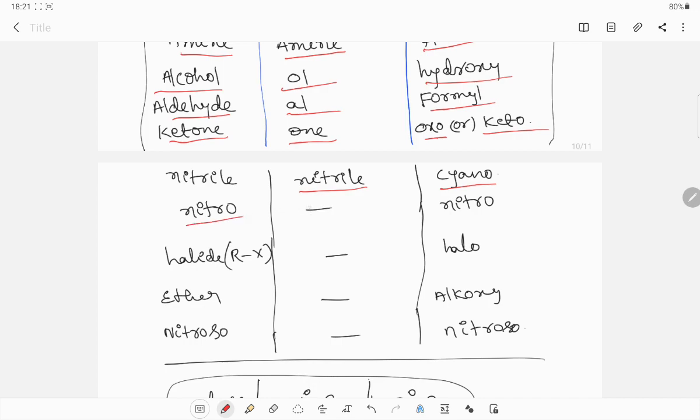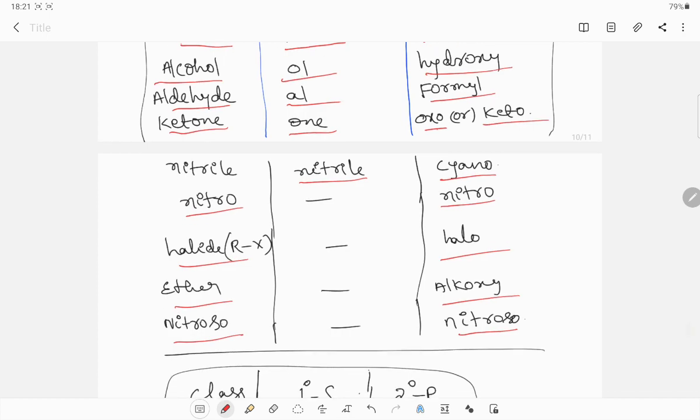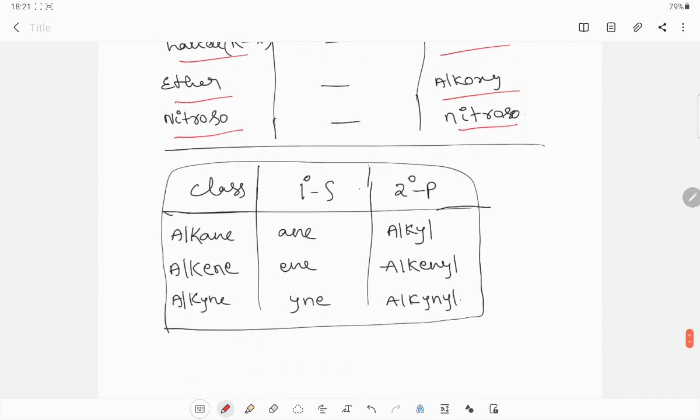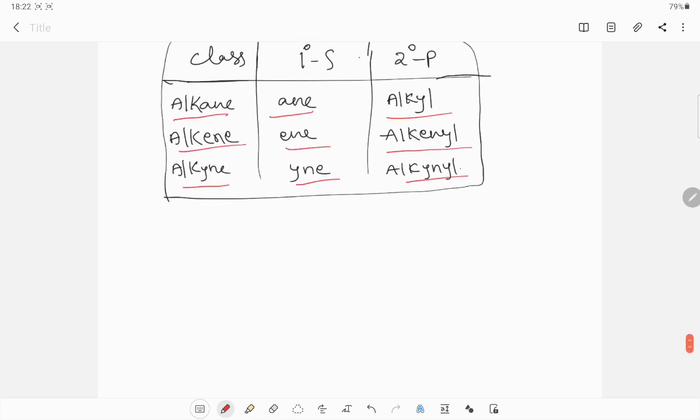Nitro does not work as a functional group while giving the IUPAC name, only as a substituent. Nitro, halide as halo, ether as alkoxy, nitroso. Dash means they do not work as functional groups. Now come here. Alkanes are already discussed, it is alkane. Alkene, main functional group ene, secondary prefix enyl, alkenyl. Alkyne, yne, alkynyl. So these are the rules to give the IUPAC name of a compound.